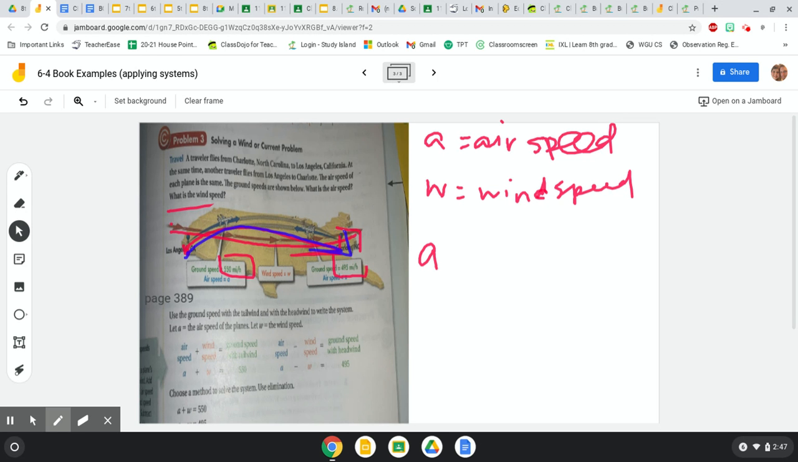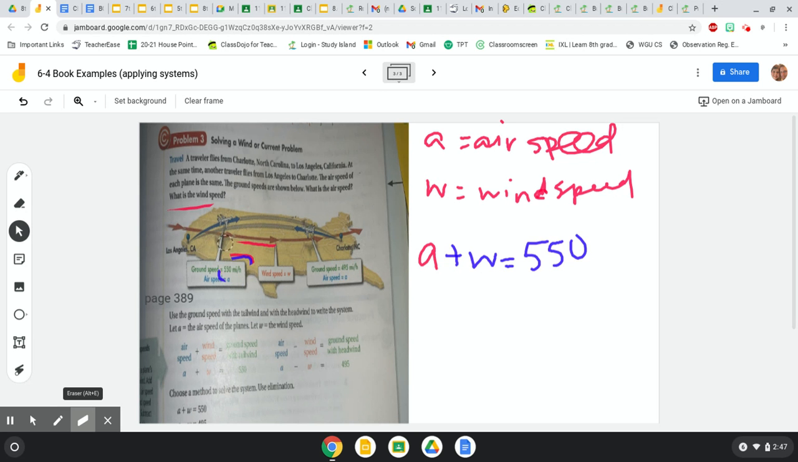So the airspeed is going to be combined with the wind speed to be equal to what? It looks like this person is moving 550. So that's what equals the ground speed. Okay, so the airspeed plus what the wind is giving it tells you how fast it's going altogether, which is the ground speed. So now I'm thinking the opposite way for my other equation.